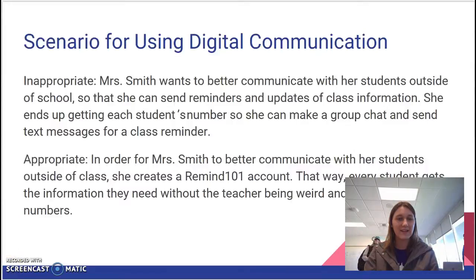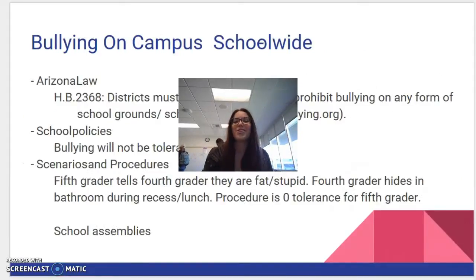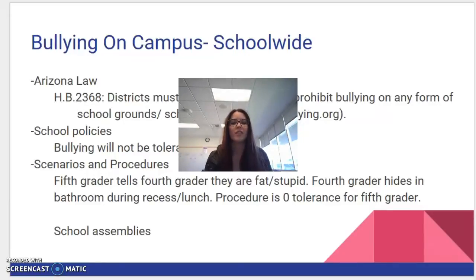The Arizona Law of Bullying Prevention in Schools states that school districts are required to prohibit bullying on school grounds and within school properties, which includes off-campus and school buses. School policies against bullying should be such that there is zero tolerance. Consequences should begin with parent meetings, interventions, and include necessary detentions and suspensions to stop the negative behavior.